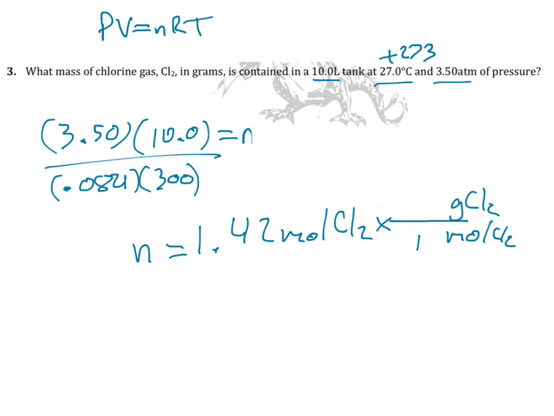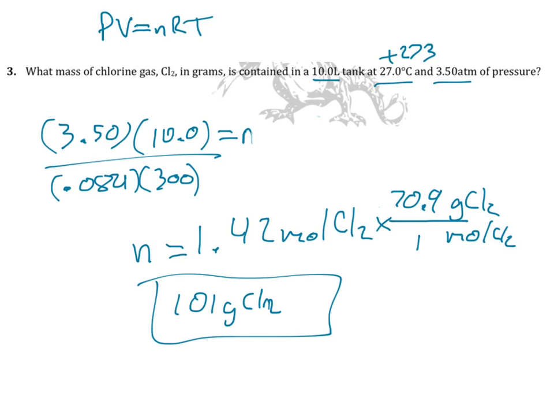And we know 1 mole is going to be 70.9 grams of chlorine gas, and that's because 1 atom of chlorine is 35.45, but we don't have 1, we have 2 because it's a diatomic. And then when you type that in your calculator, you end up with grams, you end up with the answer being 101 grams of chlorine gas. And that is our answer there.